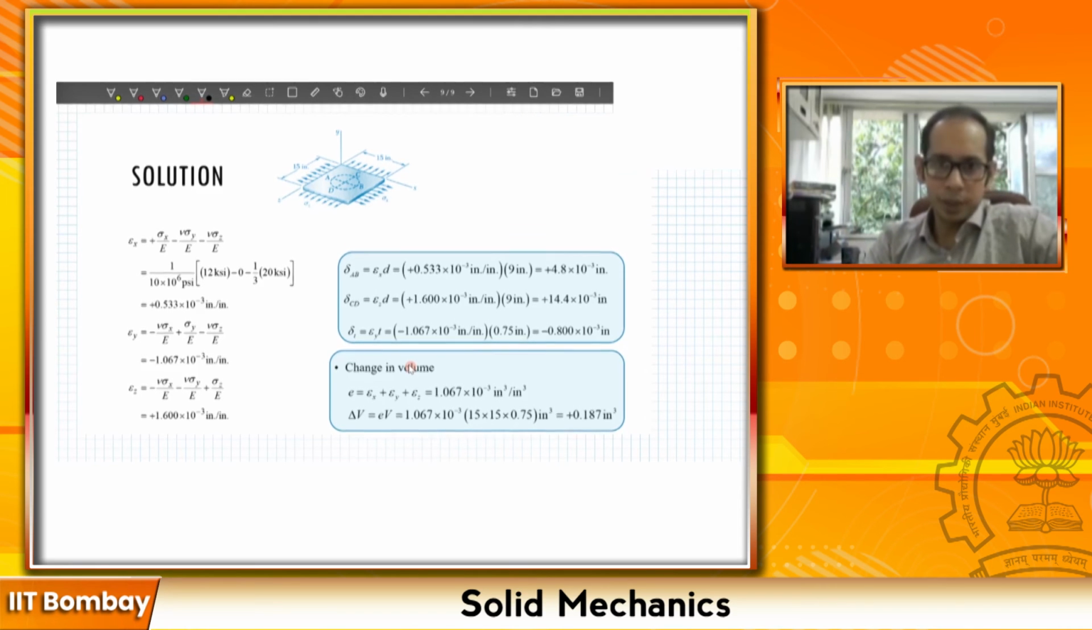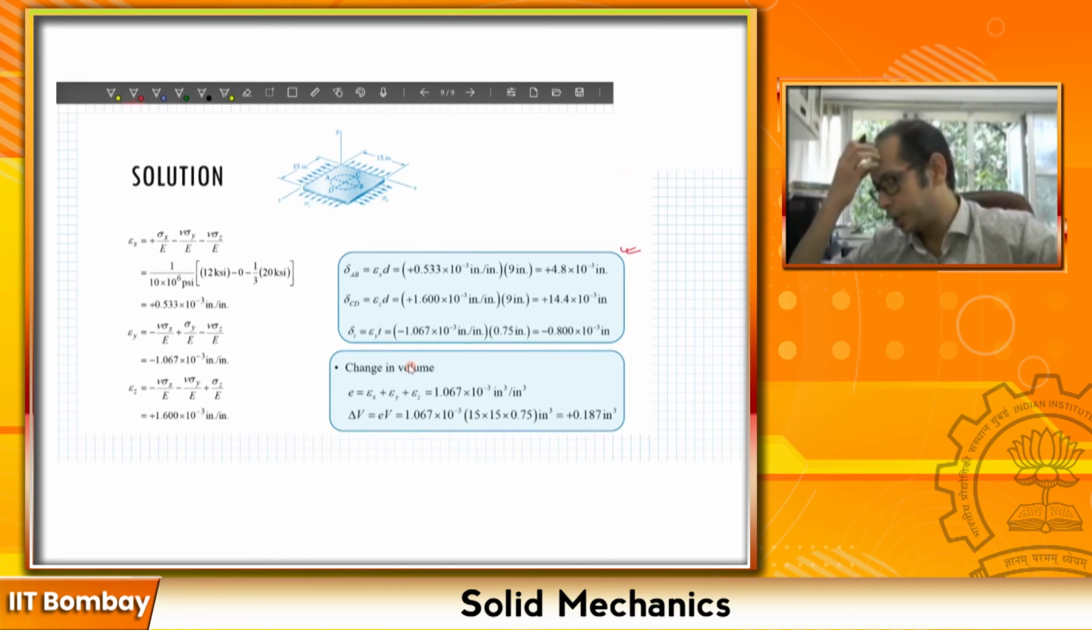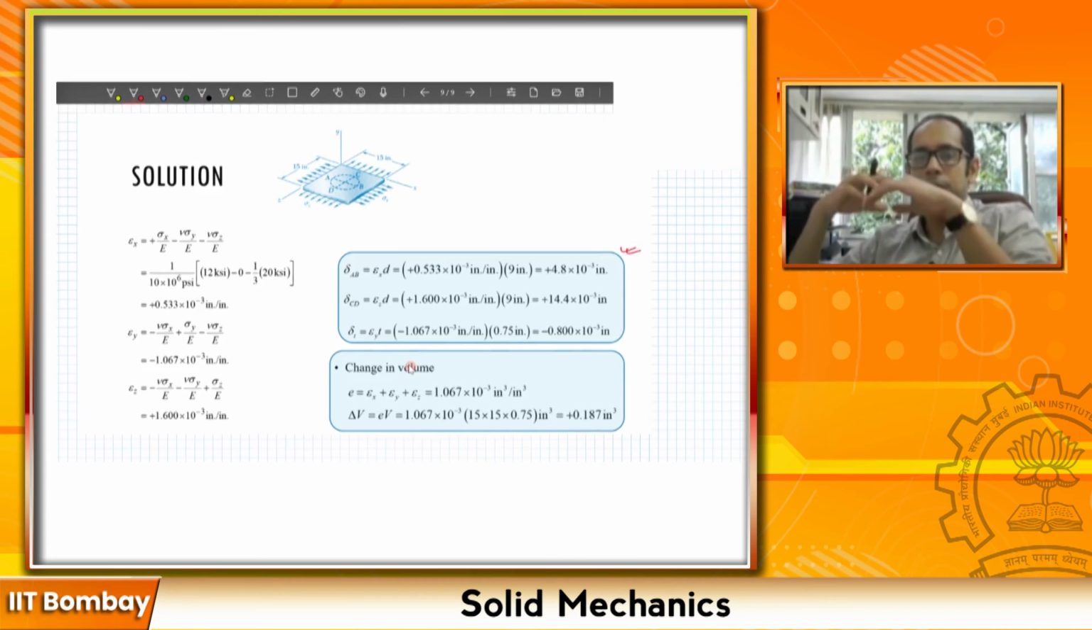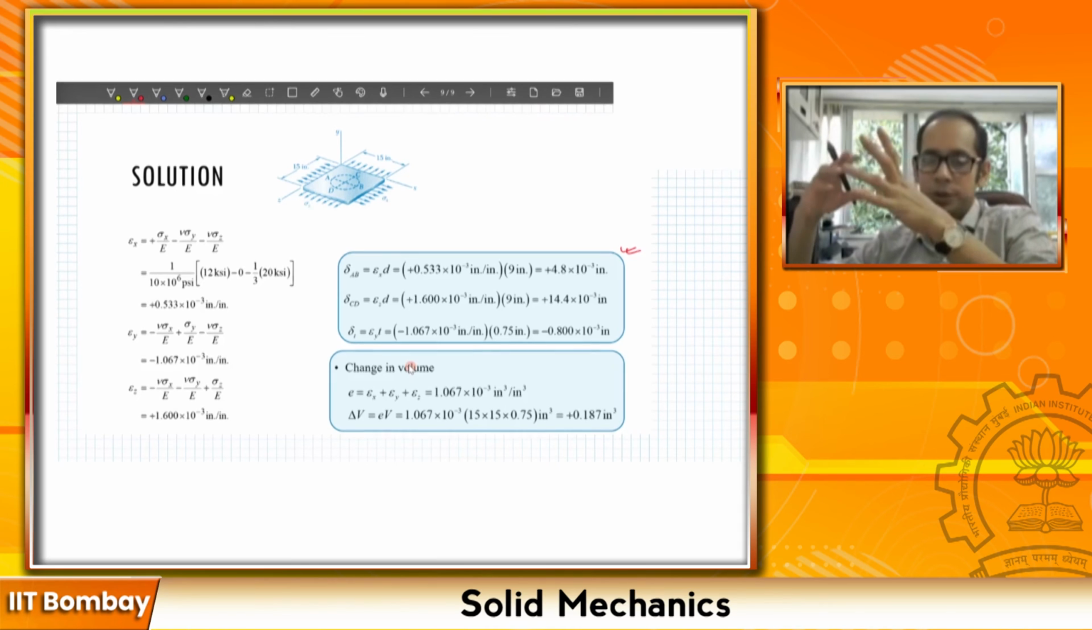Please compute on your own, and see if you get the same numbers or not, and while you're computing you will see whether you are messing up with the units anywhere. That gives you this box that you see over here. And then you have the change in volume. You can calculate the final volume after you have the change in the length, and then subtract the original volume, 15 times 15 times the T, or you can simply calculate the dilation E over here, and calculate the change in volume as a product of E times the original volume.